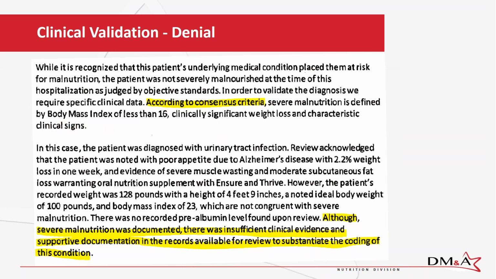I get cases where I'm actively participating in the appeals of certain denials, and this is just an example of one. Here they say, according to consensus criteria, severe protein calorie malnutrition is defined as a BMI of less than 16, clinically significant weight loss, and characteristic clinical signs. Because this patient didn't have a BMI of less than 16, and that's what their criteria is, they quoted ASPEN as well. But in this case, they're saying that even though the severe malnutrition was documented, there was insufficient clinical evidence in support of documentation in the record available to substantiate.